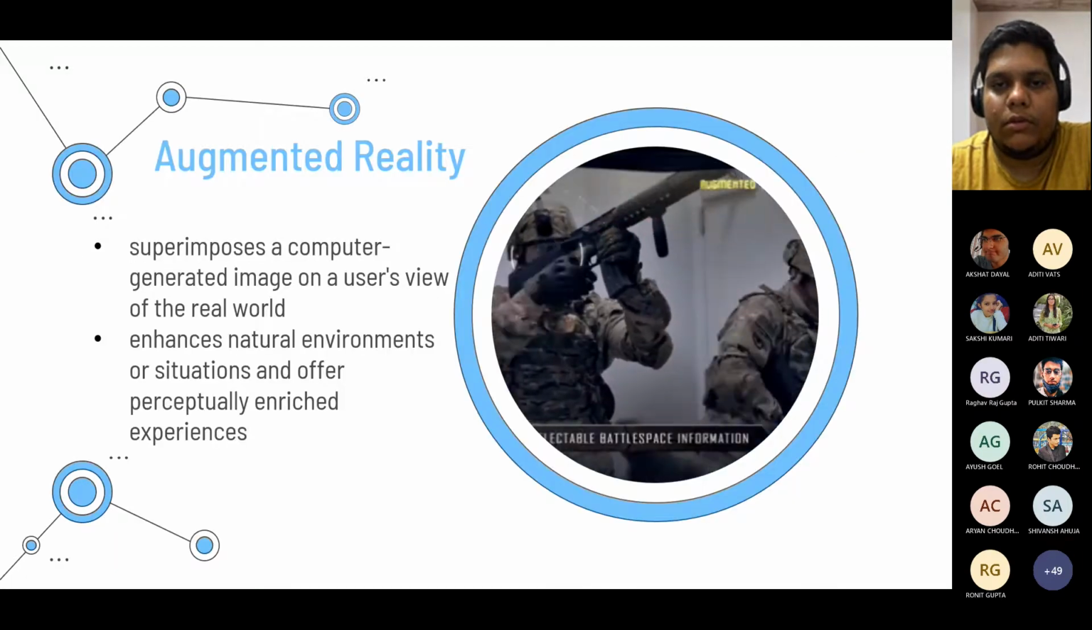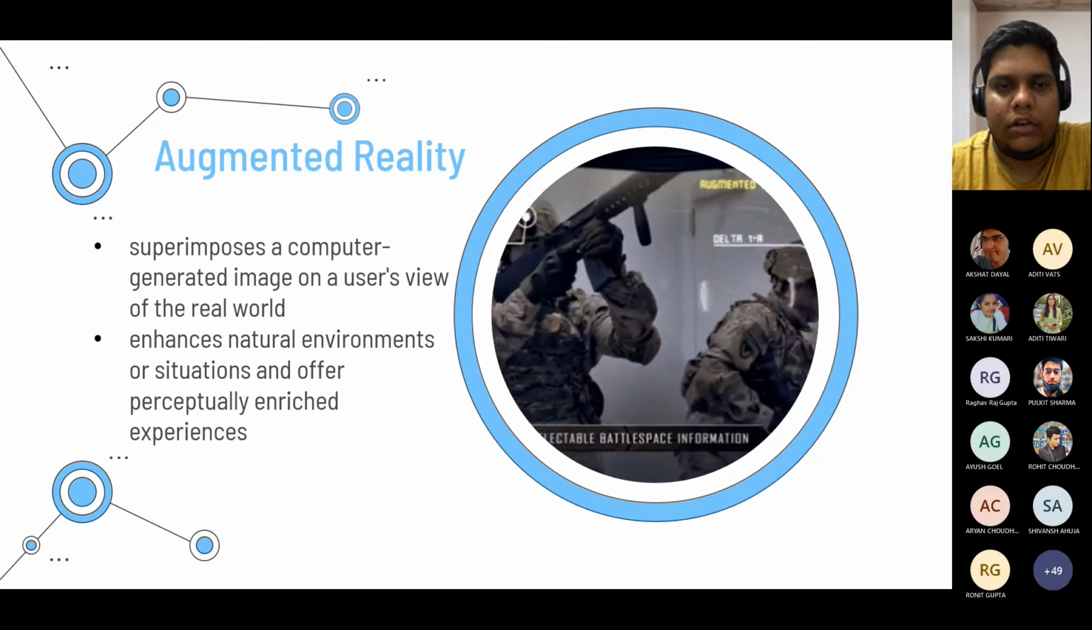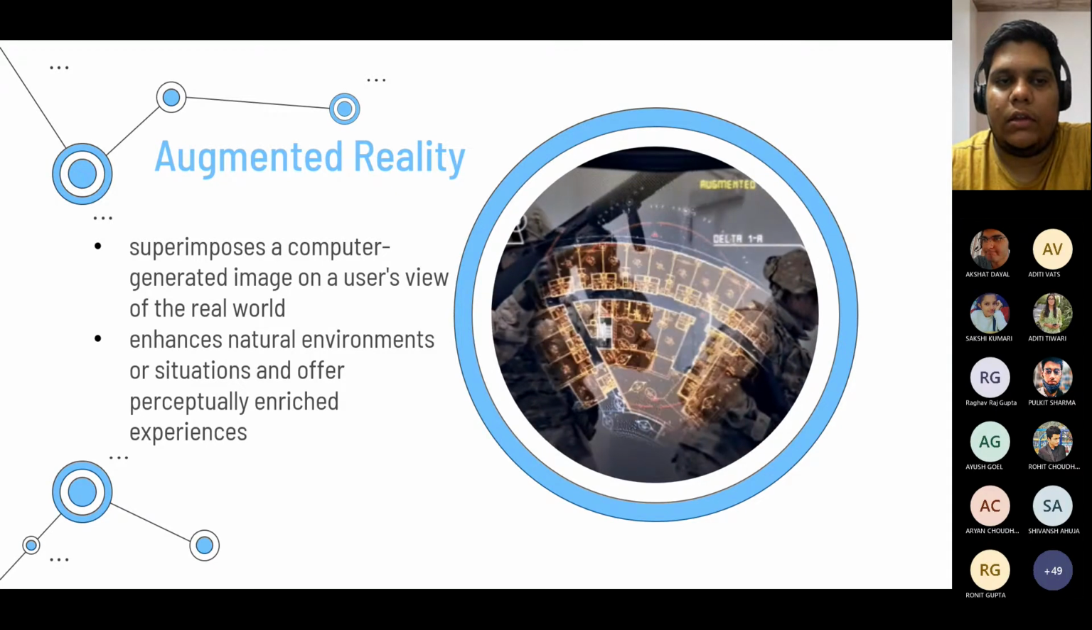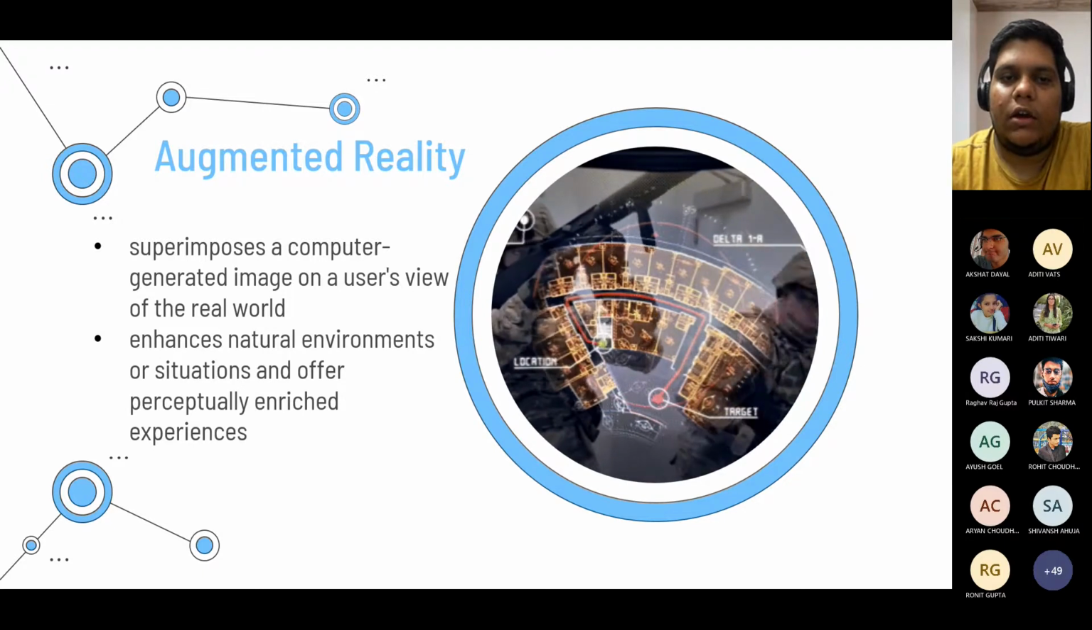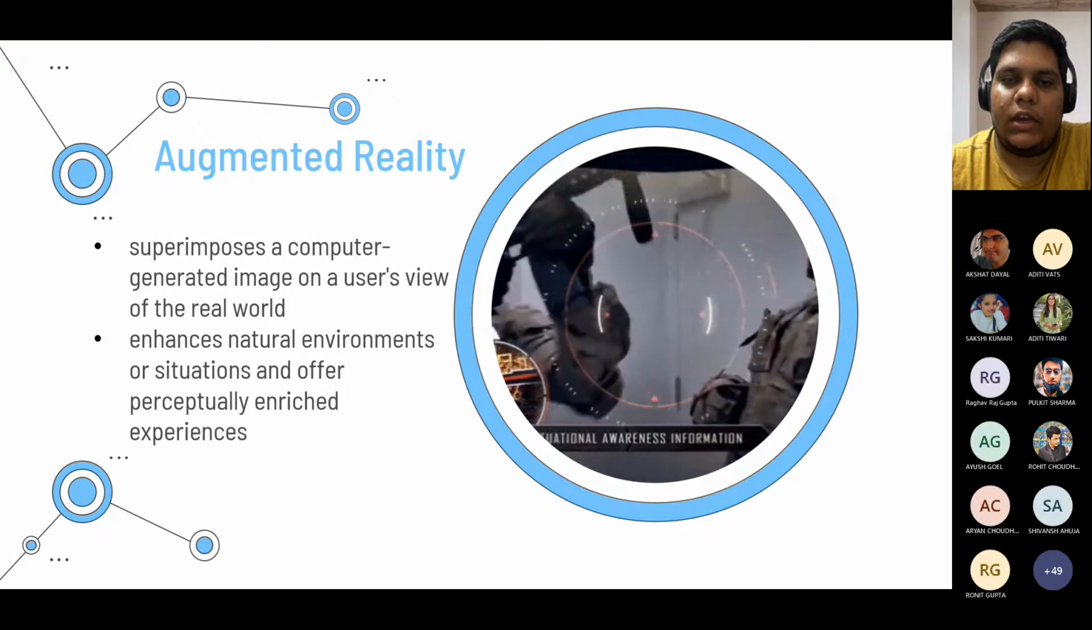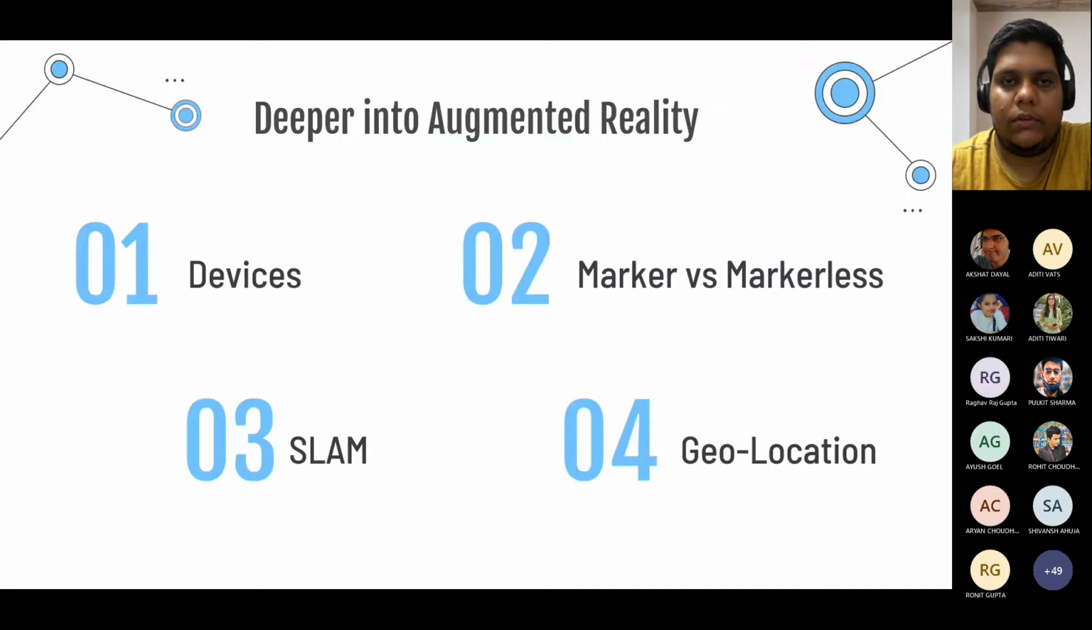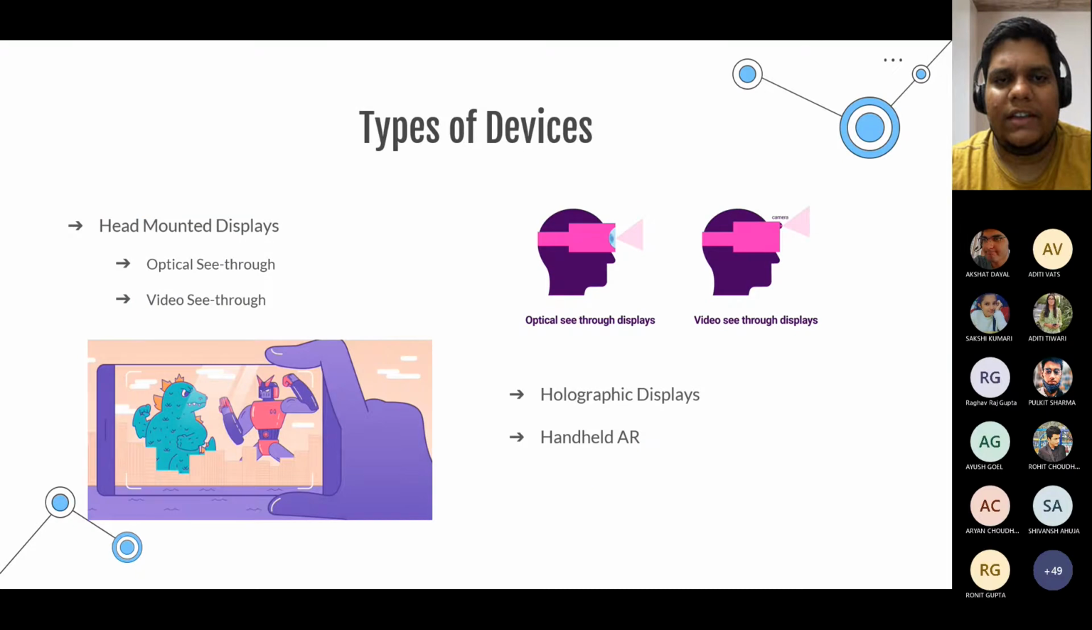Then let's move on to augmented reality. Like we talked about, augmented reality basically superimposes a computer-generated image on the user's view of the real world. We'll talk about some of the things in augmented reality: the devices, marker versus markerless, SLAM, and geolocation. Starting with devices, I think we touched on this briefly in the introductory session as well.